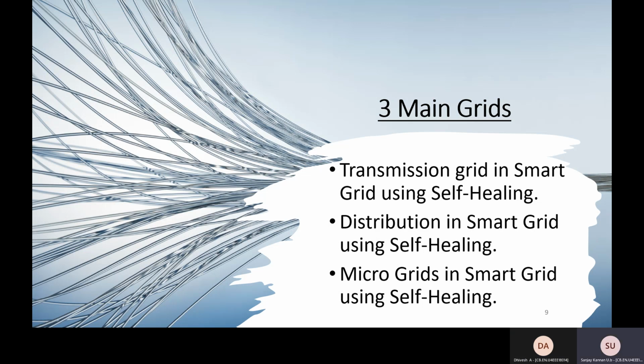So basically, the power system of a smart grid has three main grids in it. The first one is the transmission grid, the second one is the distribution grid, and the third one is the microgrid. Now coming to transmission grid self-healing.